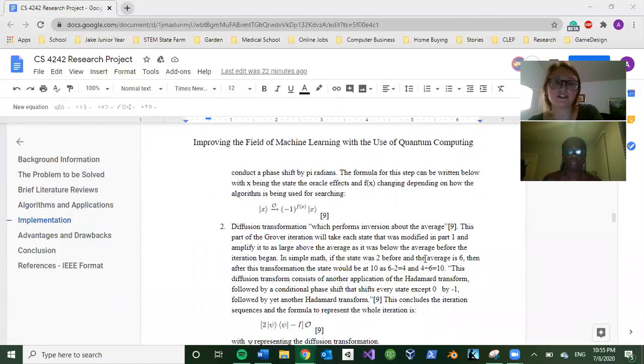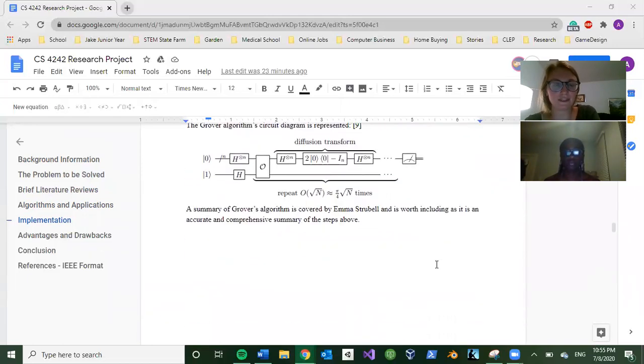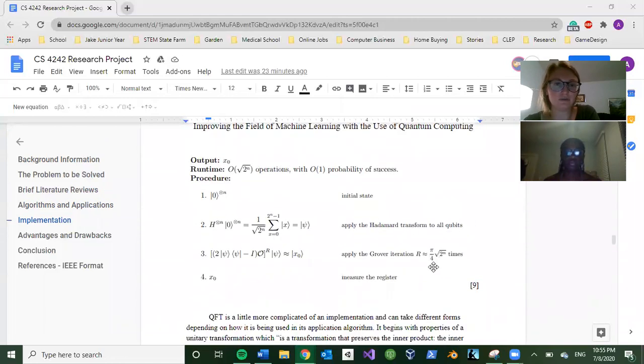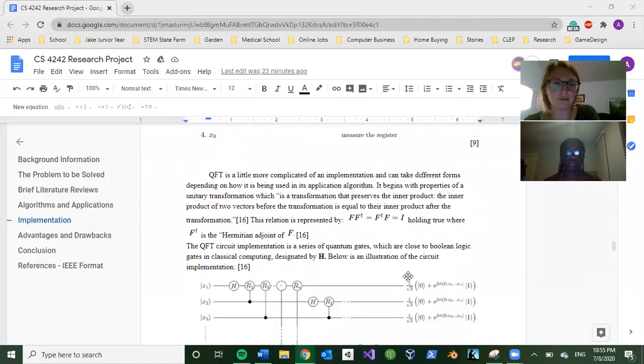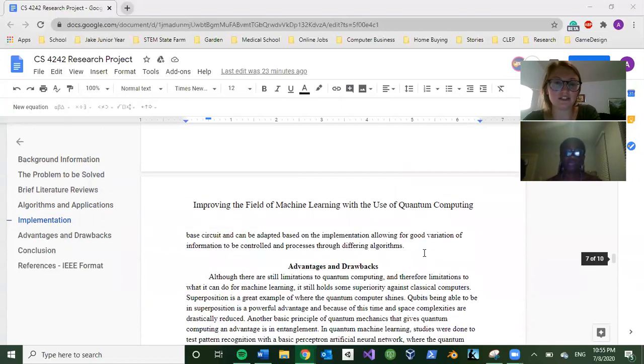The second part of this iteration is a diffusion transformation, and the iteration will take the modified state and amplify it. So we have some mathematical diagrams. And the second part that we focused on were QFTs and the circuits and the gates in QFTs and their applications in quantum algorithms.